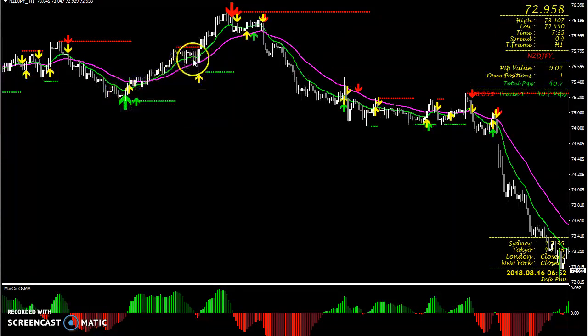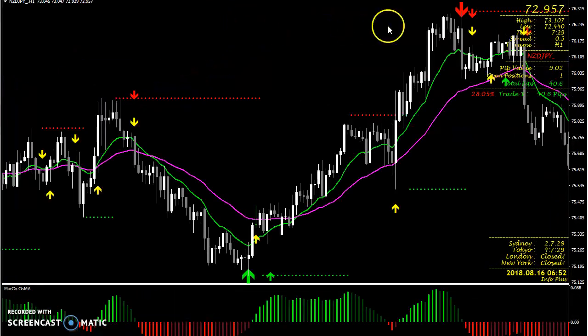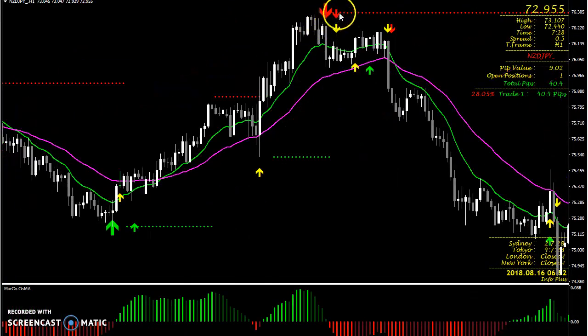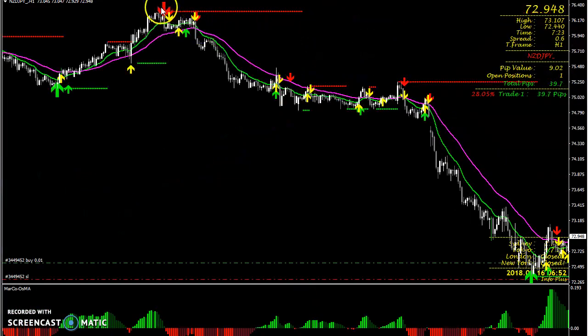It came up. And then when we see the triple arrows on the reverse side, and I'll have to expand this so you can see the other, as you can see, 1 2 3. And what did it do? I'll shrink it back down. And 1 2 3. It created a double top. 1 2, and it dropped all the way down.